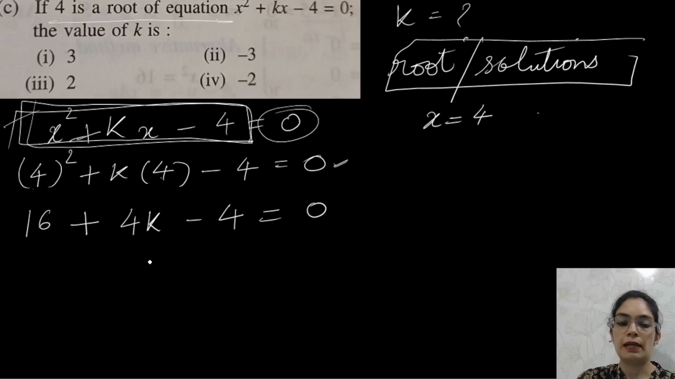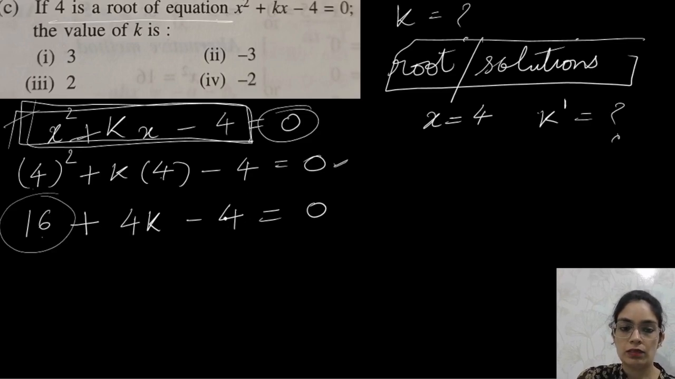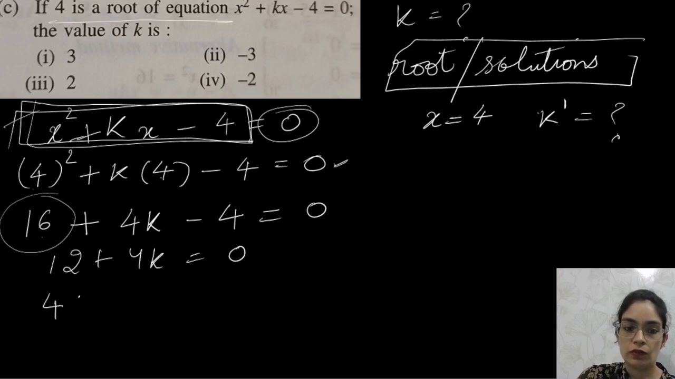Now like terms we can simplify, and you can see this has become a linear equation now, because here the unknown variable is k and it has the highest degree 1. So this is now a linear equation. The like terms are 16 and minus 4. So 16 minus 4 is 12. 12 plus 4k is equal to 0, which means 4k.